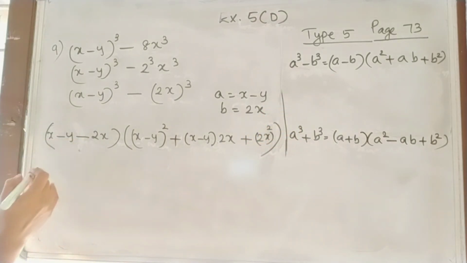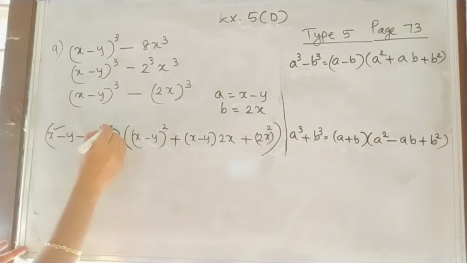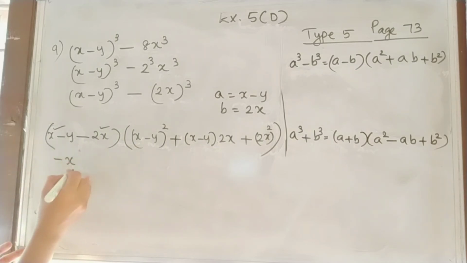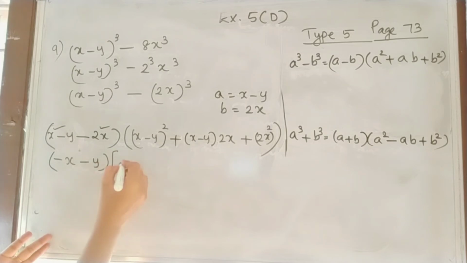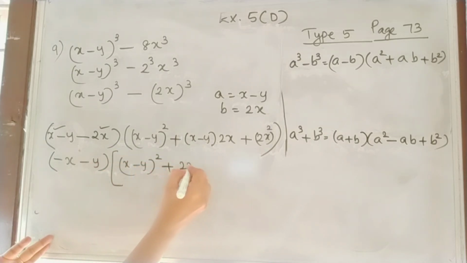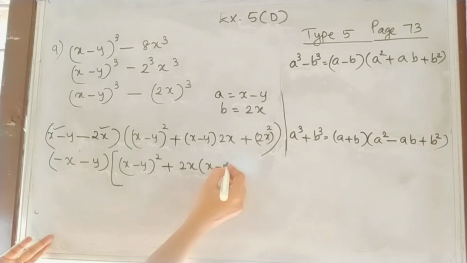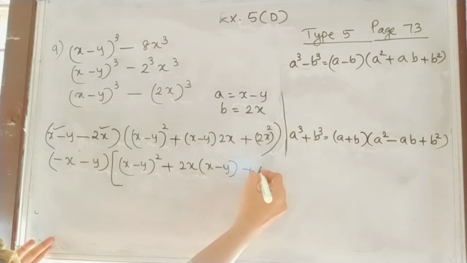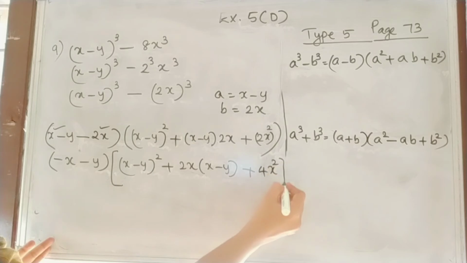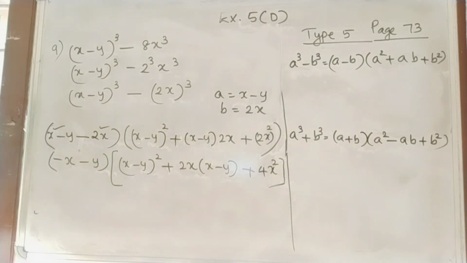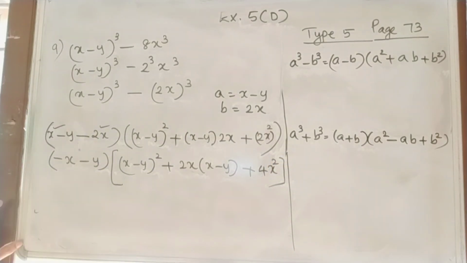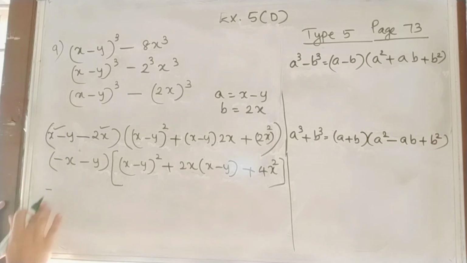So x minus 2x is what? One sign is positive, other sign is negative. Subtract and put the bigger number's sign. So minus x minus y into x minus y the whole square plus, first we can write 2x, then x minus y, then plus 2x the whole square is what? 4x square. Okay. Then next you can take a negative common.